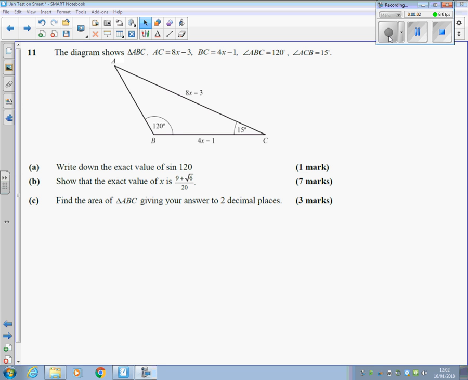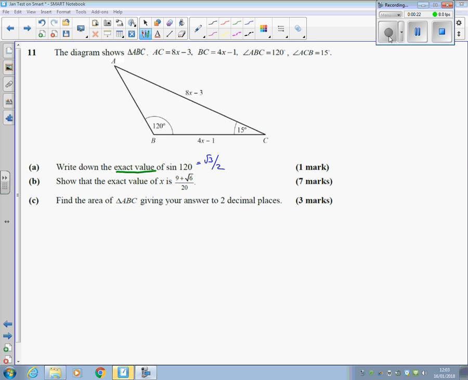The last question, question 11, could take a very long time, but there's lots of marks you can pick up that isn't too much. First of all, just find the exact value of something. So just tap that into the calculator. This was just to get you into the question, and that gave root 3 over 2, something you should know, but it's in the calculator now.